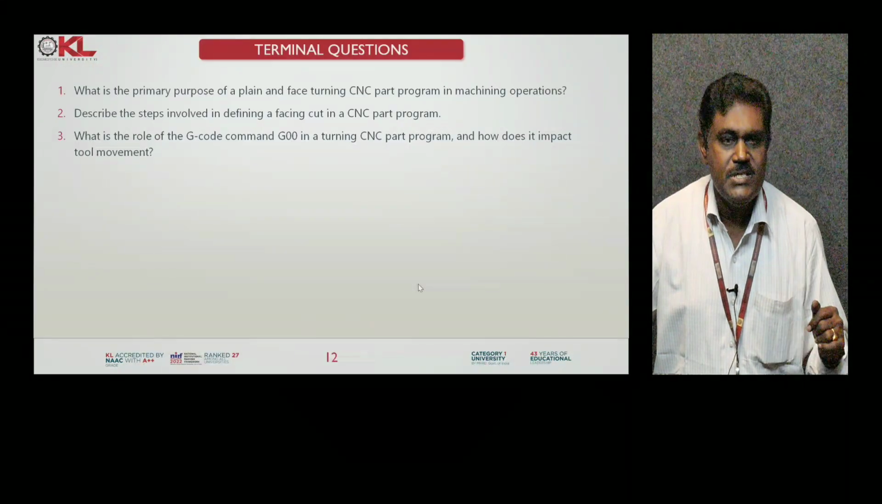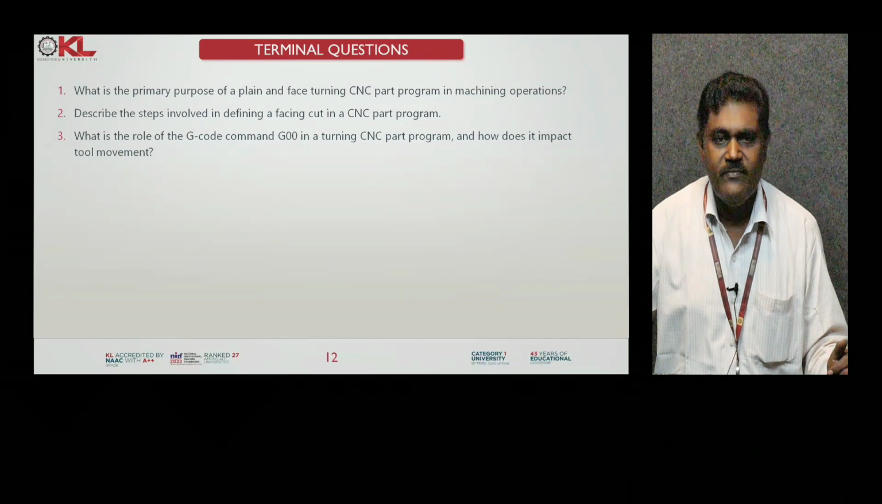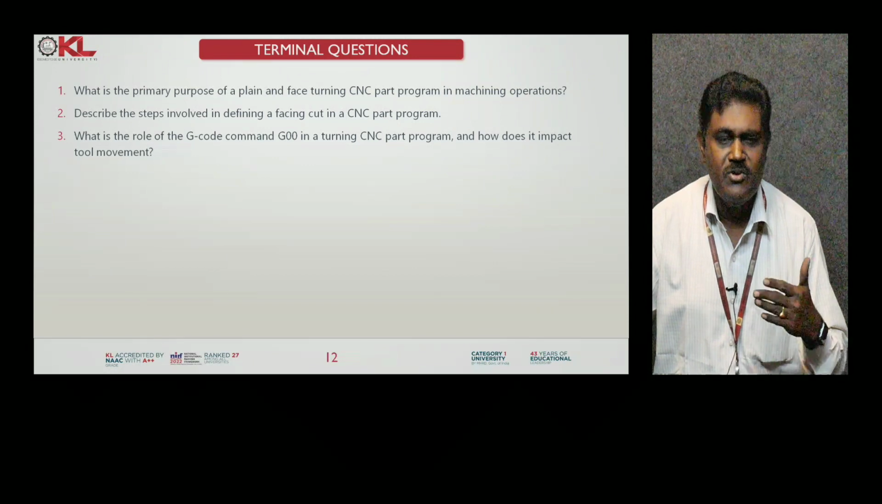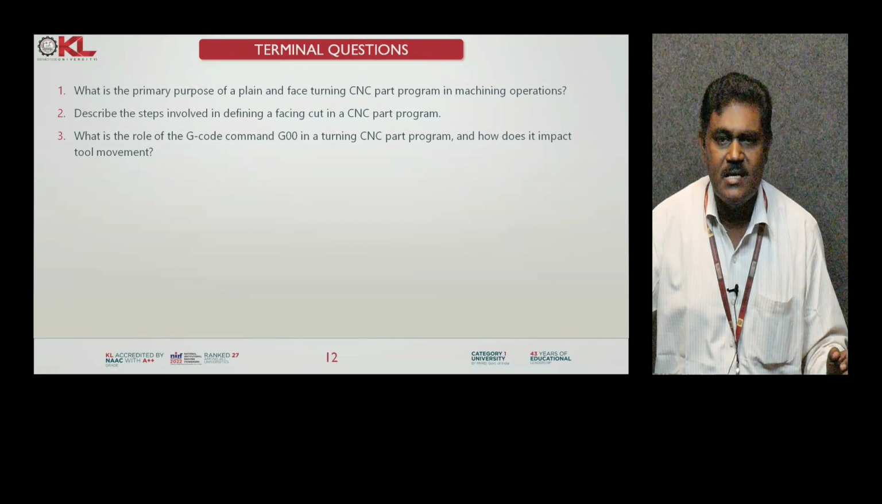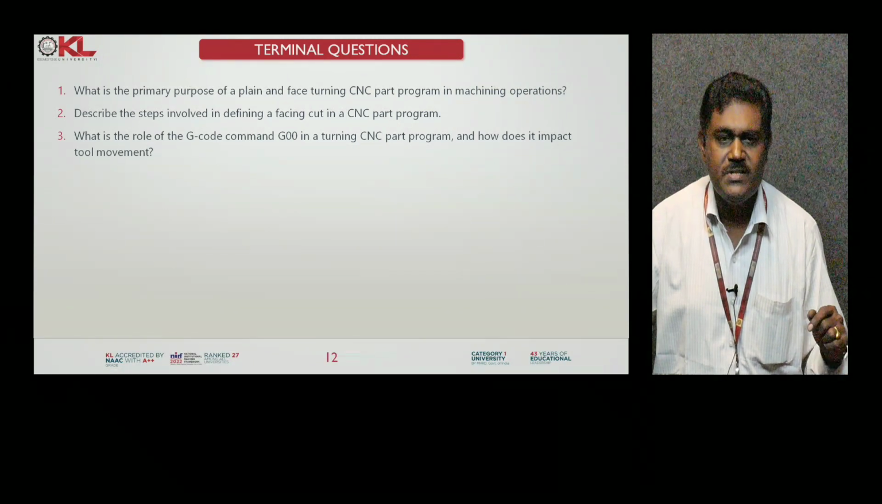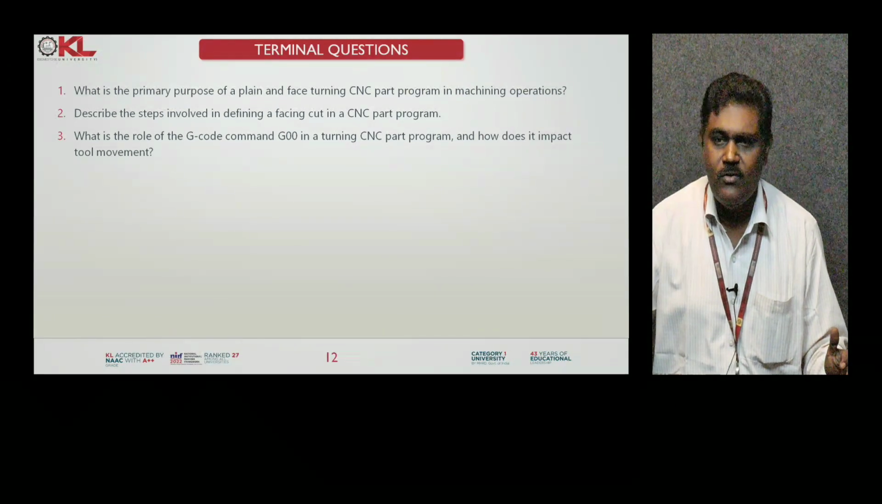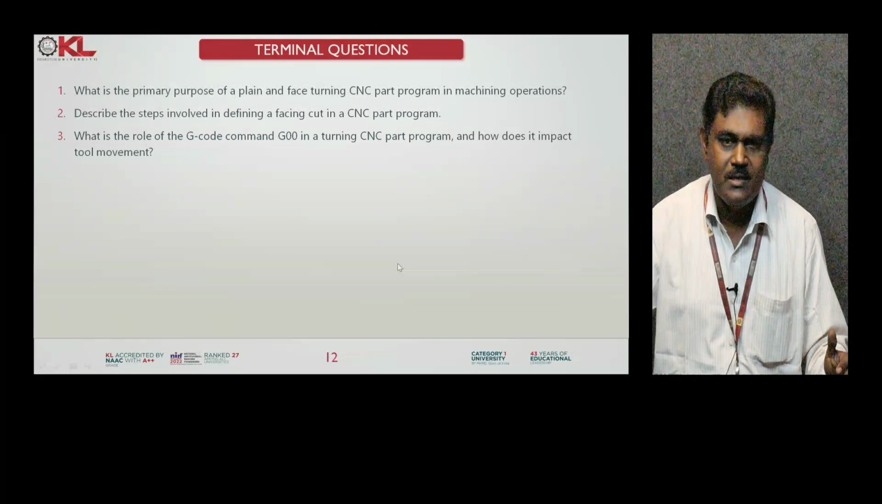So, the terminal questions: What is the primary purpose of plane and phase turning CNC part programs in machining operations? Describe the steps involved in defining a facing cut in a CNC part program. What is the role of the G code command G00 in a turning CNC part program, and how does it impact tool movement?